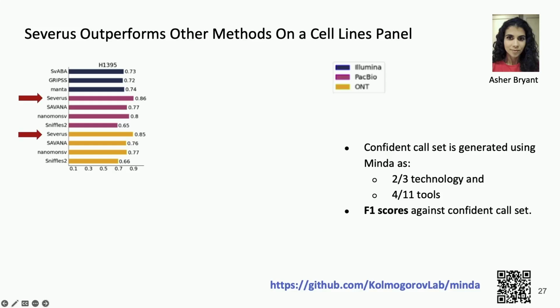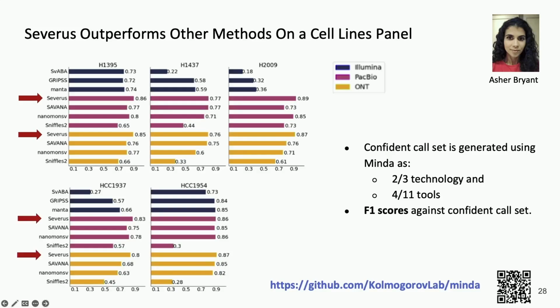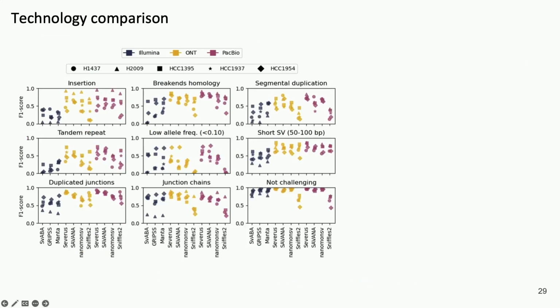You can see Severus is outperforming in both HiFi and ONT sequencing, consistently also in other cell lines. So at this point, okay, we have this nice data. But some SVs are particularly challenging for structural variation calling, and we next look at those challenging parts. I'll briefly just talk about a few.